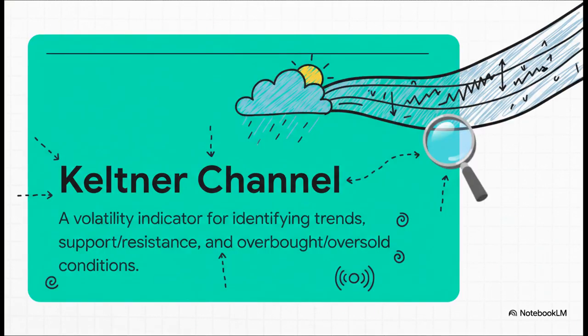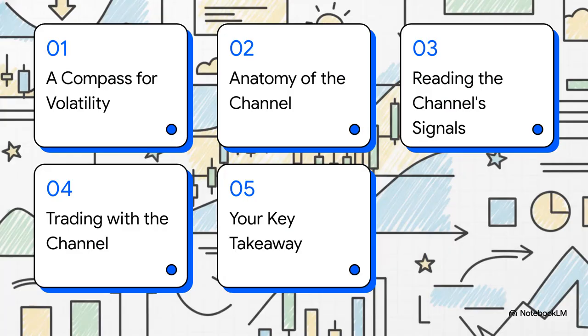The best way to think about it is like your own personal weather report for the market. It's an indicator that kind of wraps itself around the price, creating this dynamic channel that helps you see the trend, spot key levels, and even get a heads up when a price move might be getting a little too stretched out. So here's the game plan.